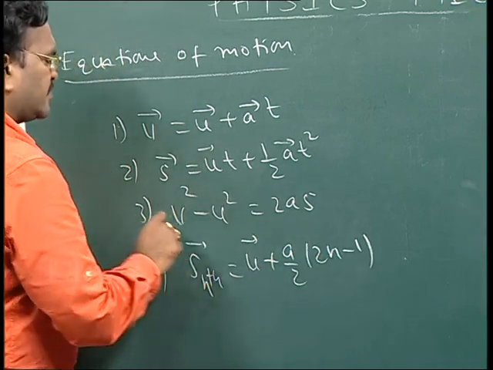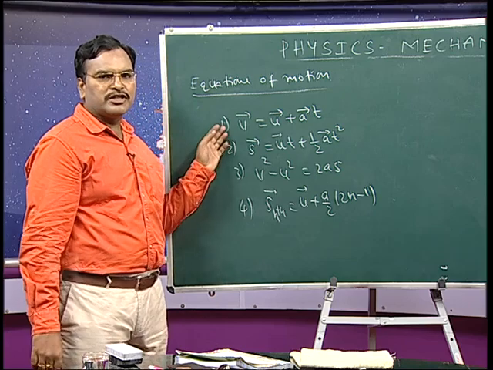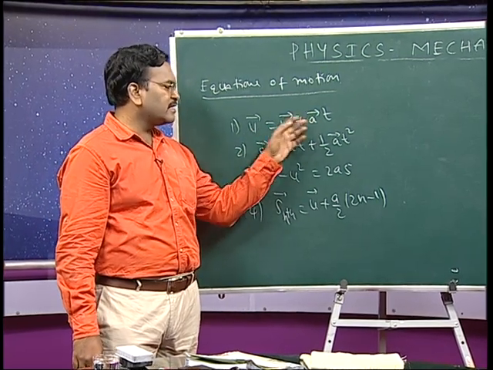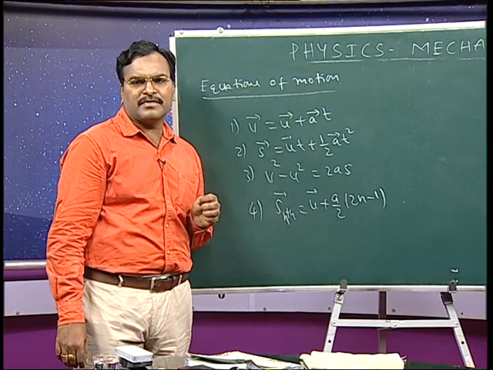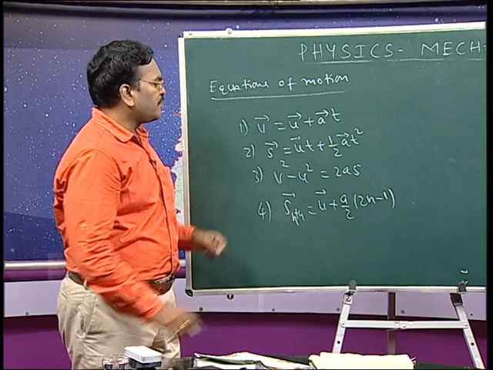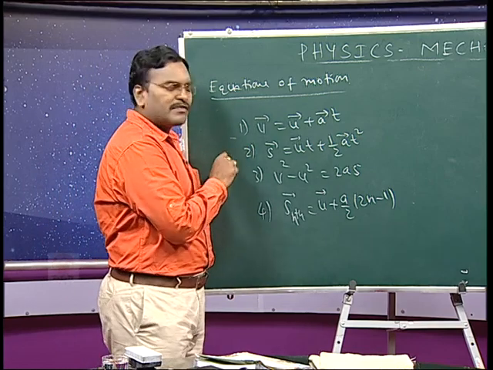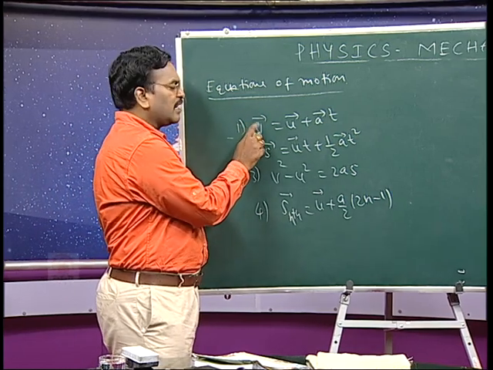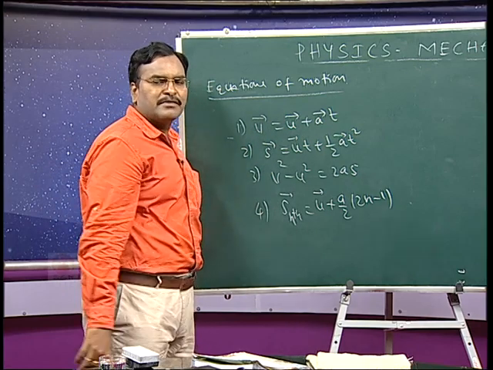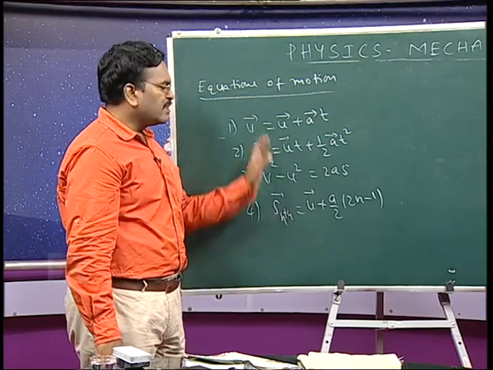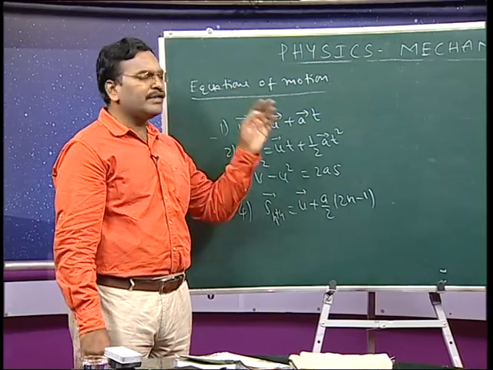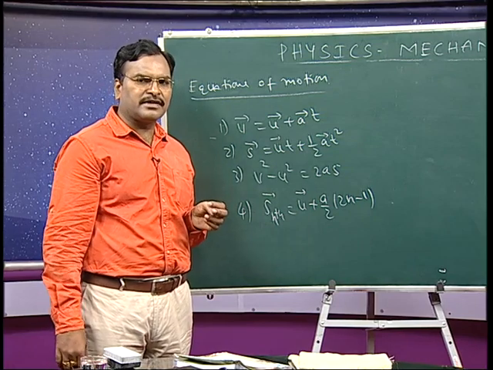What is the first equation of motion? It gives the relationship between initial velocity, acceleration, final velocity and time. When we are using the first equation of motion, it gives the relation between what? U bar is the initial velocity. A bar is the uniform acceleration. Now all these equations of motion hold good when a body is moving with uniform acceleration. That question is also there.